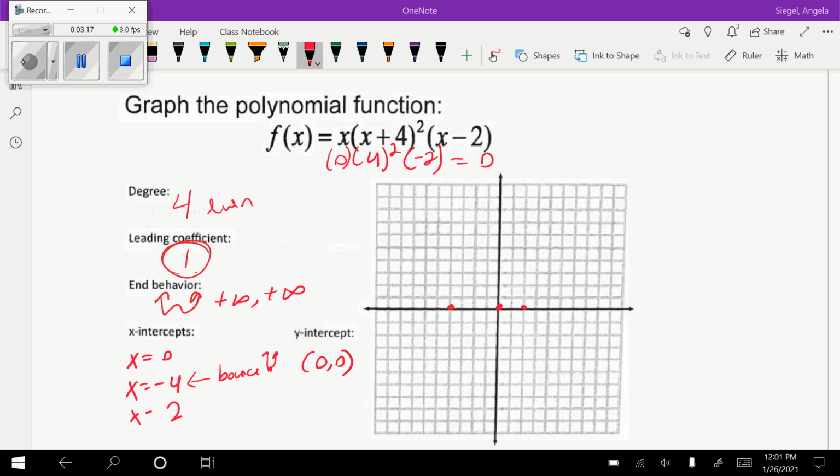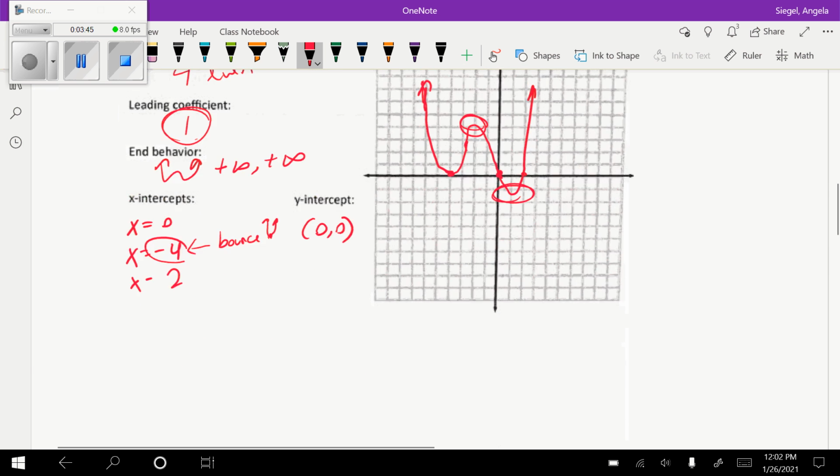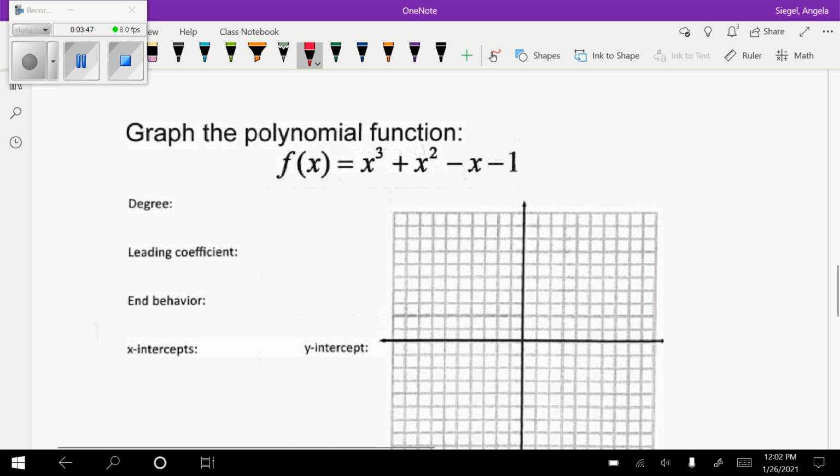Okay, so let's put everything together to create the graph. I know that it's going to start out up here, and there's going to be a bounce at -4. So it's going to do something like that. I know that it curves again because it goes down, and then it ends up in positive infinity. Again, I don't know where this is happening and where this is happening. I don't really care. I just want to know the basic idea. Okay, so let's go on to the next one.